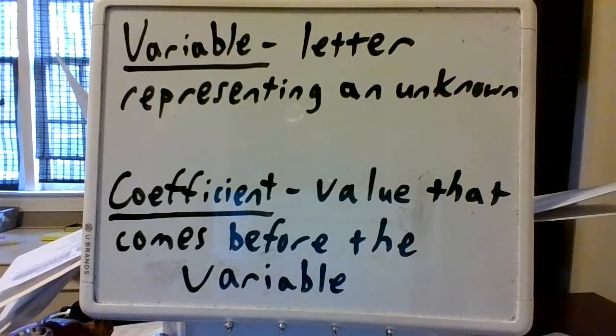Now, the other part of that is the coefficient. The coefficient is the value that comes before the variable. So it might be like 3x. That means 3 of something. Okay, so it's that which represents how many of the variables you might have. So that's very important to remember.